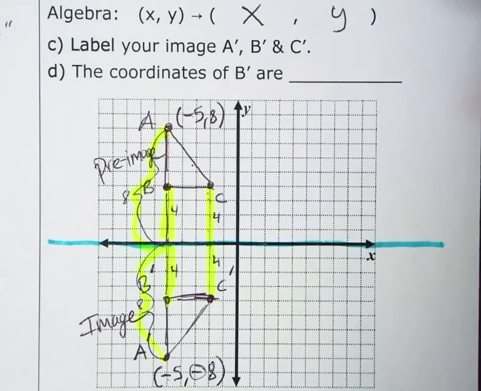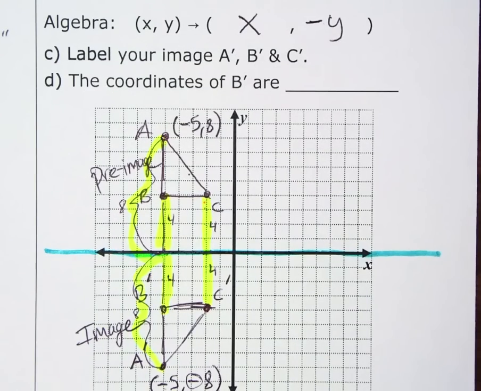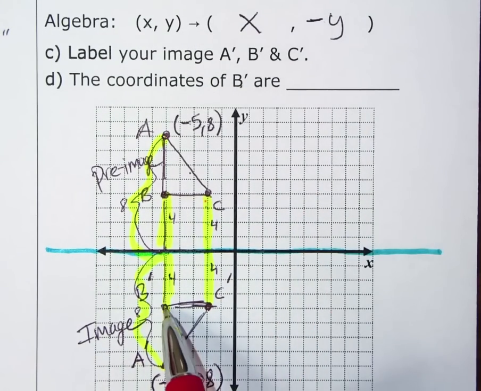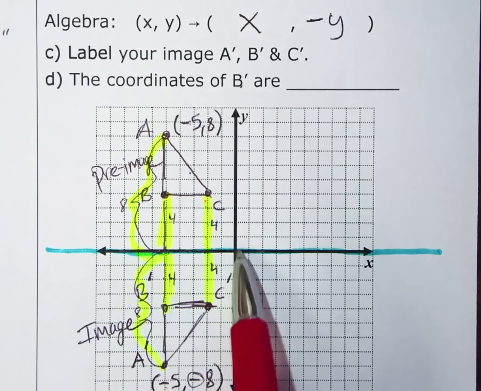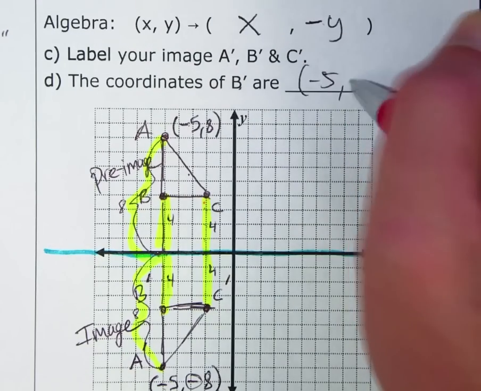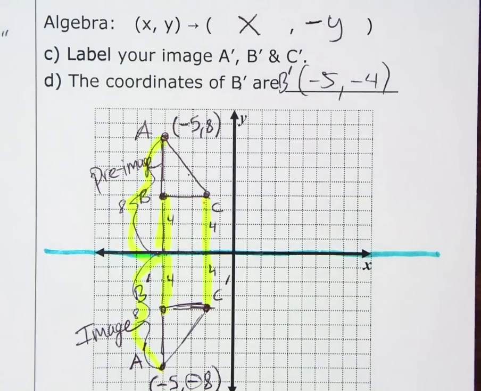How do you say that? Put a negative sign in front of it, because that's like -1 times y. It's going to give you the opposite. That's the relationship here. And the coordinates of B prime? Let me see. B prime is right here at -5, -4. That is B prime.